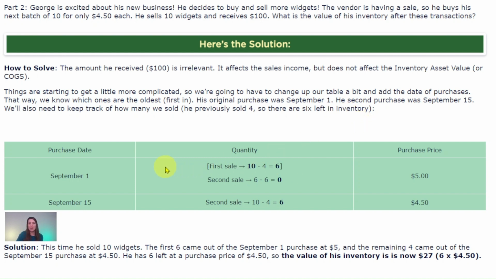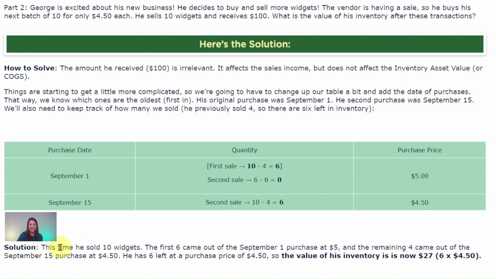So here we go. Here is that first sale after he bought 10. He sold 4 and had 6 left over in inventory. There's that 5. And then that second sale, he had sold a total of 10. That's 6 and that 4. So he had to get rid of the first 6 that were sold at that $5 per piece. And then 10 minus the remaining 4 means that he has 6 left in his quantity, and those were the ones that were purchased at $4.50.